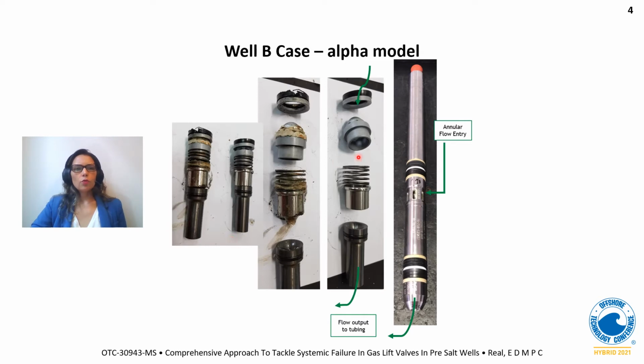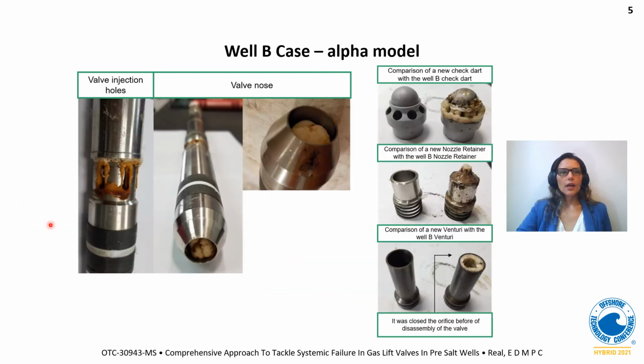This is the flow path outside and inside the valve. Here is the annular flow entry, and here is the flow going into the tubing. The same residue was found in the valve injection hole, which has direct contact with annulus fluid, and the valve nose, which has direct contact with tubing fluid.